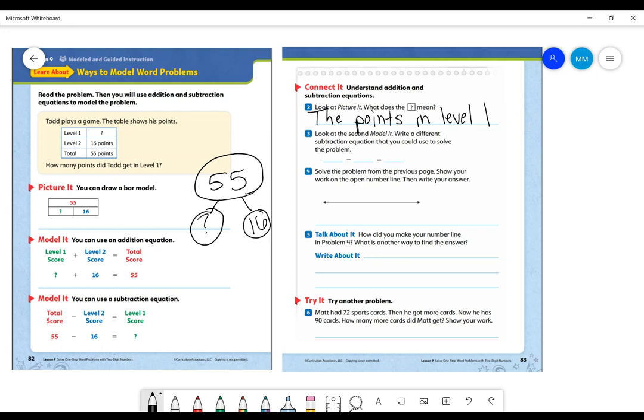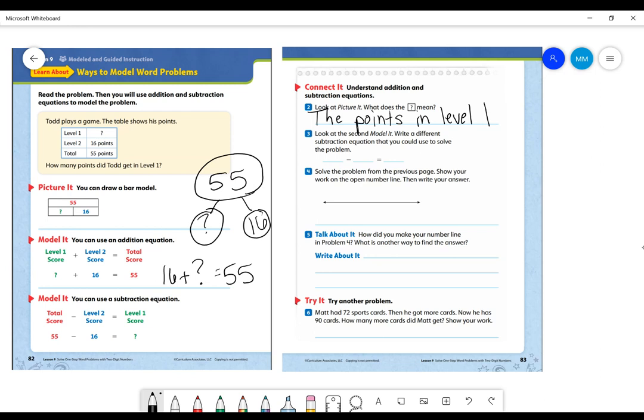If I wanted to show a different way to model these parts and whole, what would I start with? I would start with 16 because in the first equation, I started with the question mark. So I would have 16 plus, would I put 55 here? No, because 55 is our whole. So we know that 55 is going to go right here. So 16 plus our missing part equals 55. That's half of our fact family.